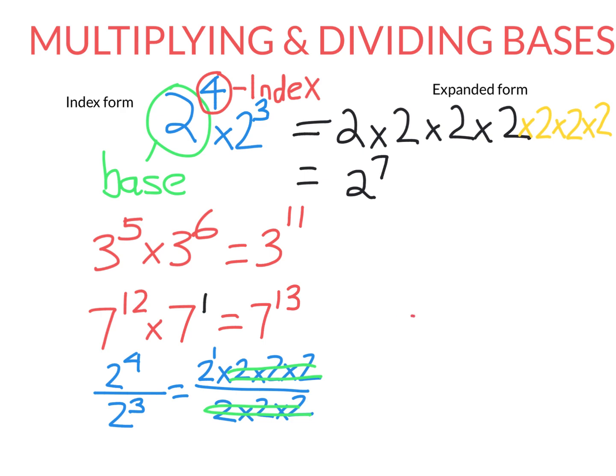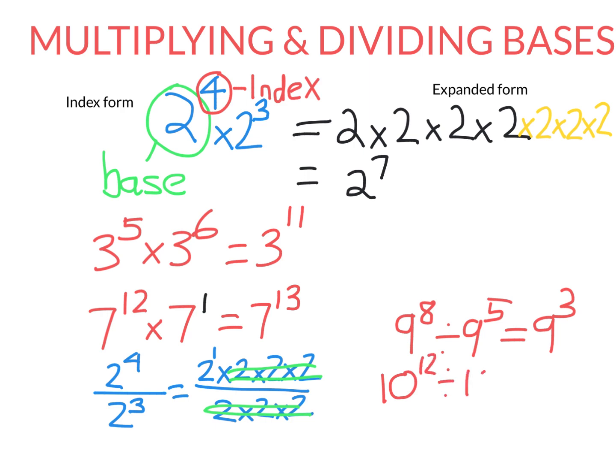So if you have something like 9 to the power of 8, divide 9 to the power of 5, you just keep the same base and subtract the powers. If you have something like 10 to the power of 12, divide 10 to the power of 6, you keep the same base and you subtract the powers. 12 minus 6 is 6.